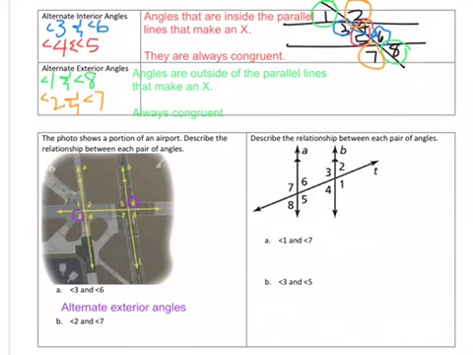Now they want to know with angles 2 and 7. So we see that they're inside of the parallel lines and they're on the opposite side of the transversal. So because of that, they are alternate interior angles because they're on the inside of the parallel lines.